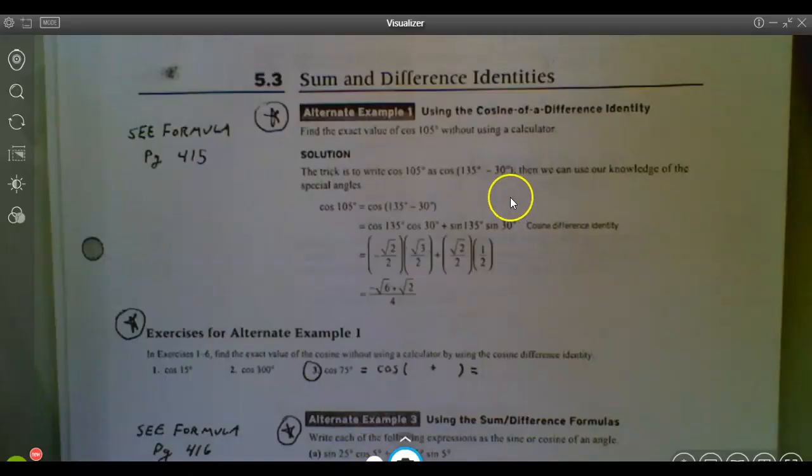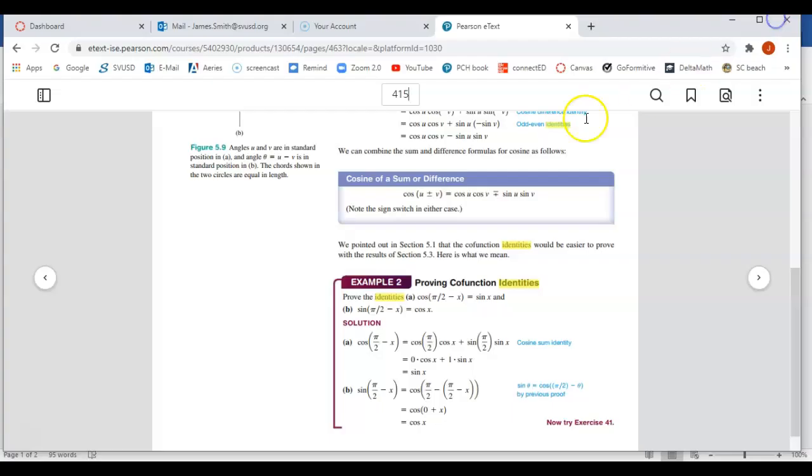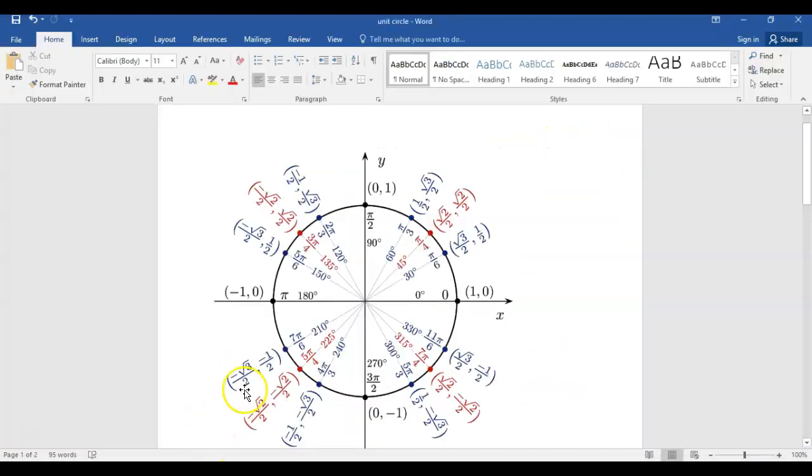So anyway, here's what they did. They said this was our u value and this was the v value. And so they wrote it as cosine u, cosine v, plus sine u, sine v. They just plugged in the values for what those would be, so 135 and 30, and their sine values as well. We can find those straight out of our unit circle.